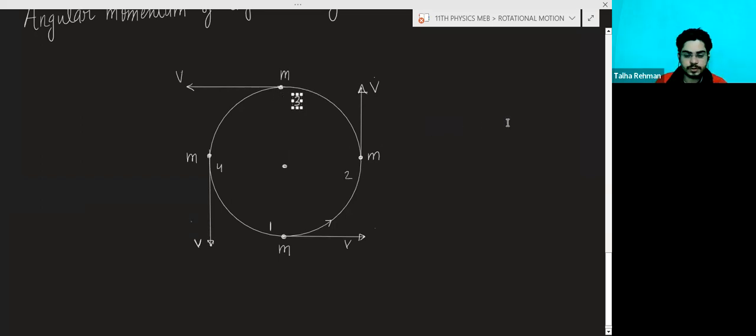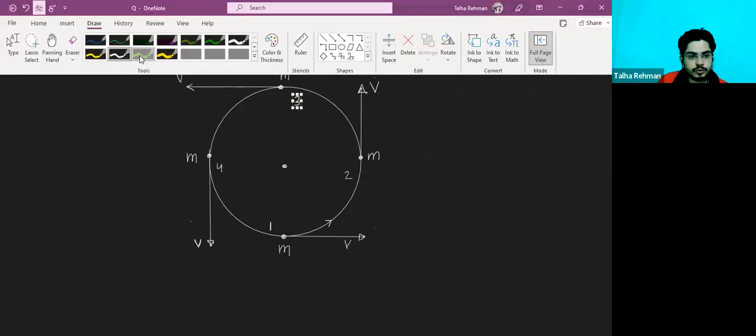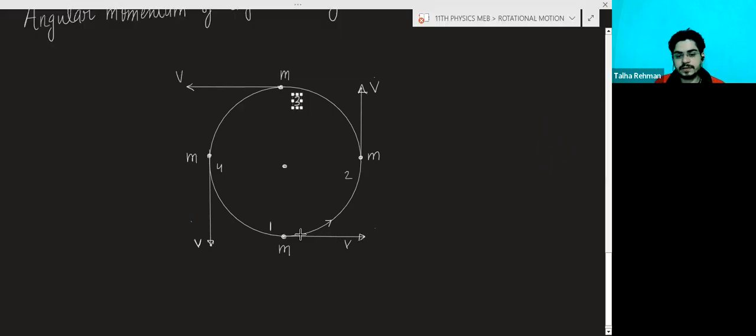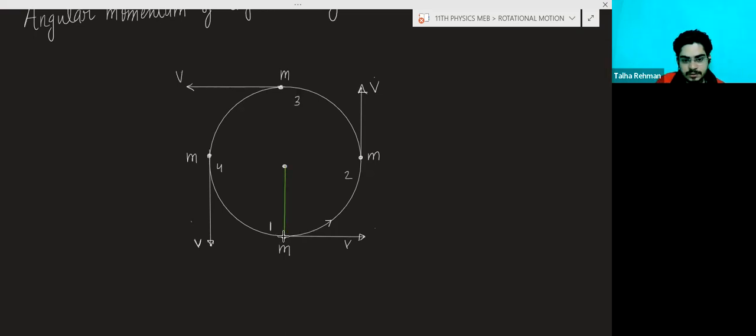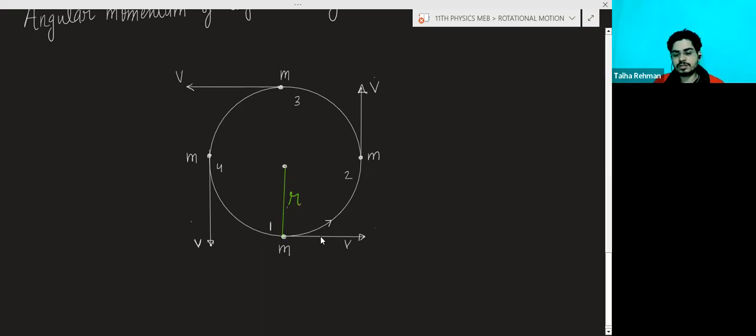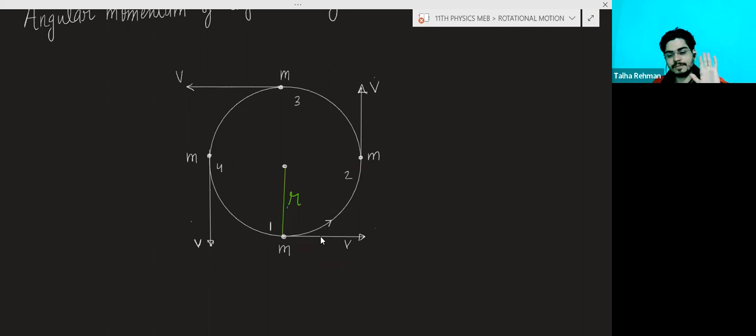Now for the first position, first we will calculate the angular momentum. This is the direction of the velocity, and this is the position of the mass. We join this with the center like this. This will be r, or r perpendicular. And this is the velocity. Now you can see here r and velocity are both perpendicular, so we can apply m v into r perpendicular, the formula of the angular momentum.